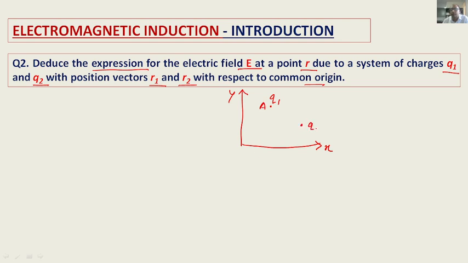Q2 is placed at point B, and we need to find the electric field at some point P, which is at distance R from the origin. Suppose this distance is R1, this distance is R2. These are all vectors. R2 is also a vector, and the position of P from the origin is the R vector.